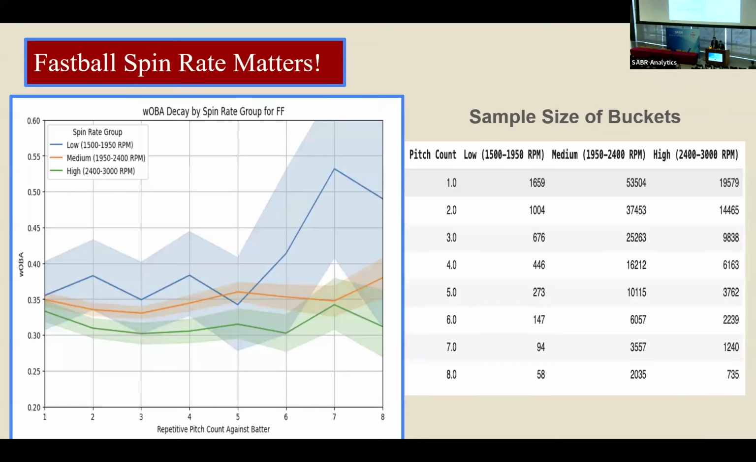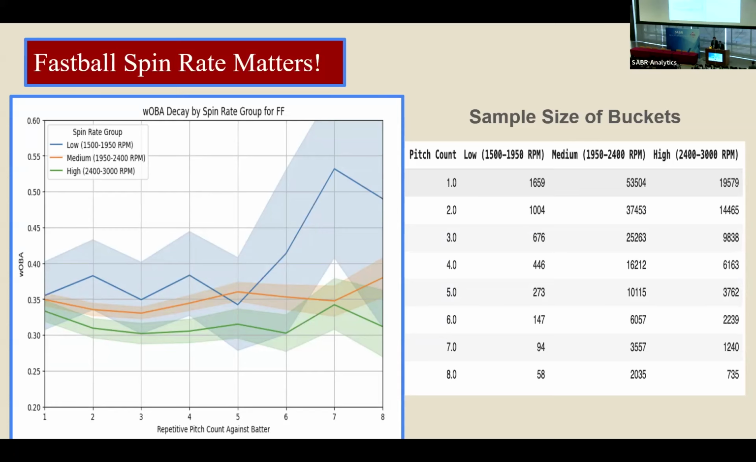So right here is the actual root of our analysis. We are zooming in specifically on an important factor, which is spin rate. This graph on the left shows low RPM fastballs, 1500 to 1950, are climbing sharply to over 0.5 wOBA, while higher RPM ones, 2400 to 3000, hold steadily below 0.35, which is proof that spin can be a pitcher's shield against decay when working with four-seam fastballs.